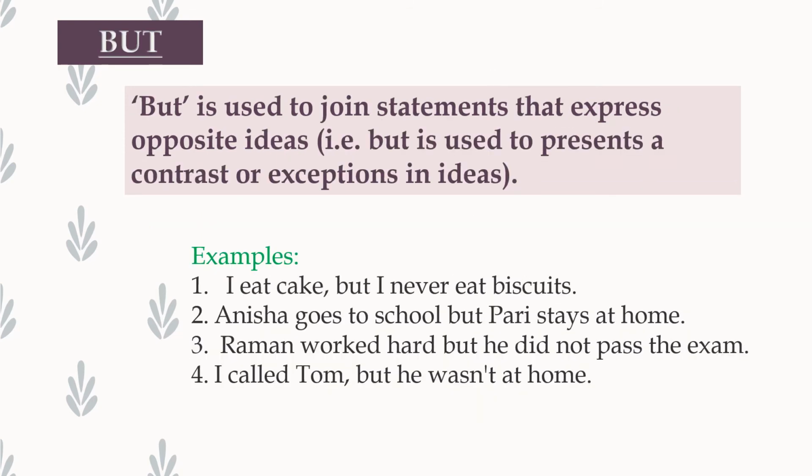Next, but is used to join statements. Statements here means sentences only. So, but is used to join statements that express opposite ideas. That is, but is used to present a contrast और exceptions in ideas. So but कब यूज होता है जब दो sentences हमें join करने हो लेकिन उनका जो idea हो, मतलब उनका जो meaning हो दोनों का अलग अलग हो. They are different in meaning. They are opposite in meaning.